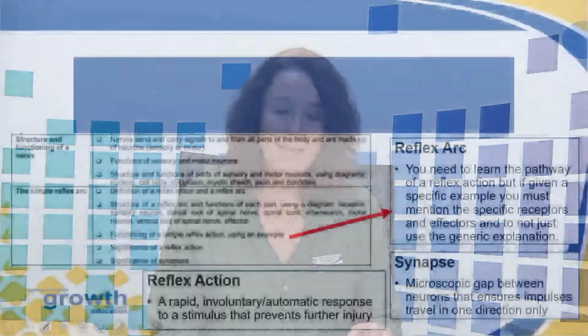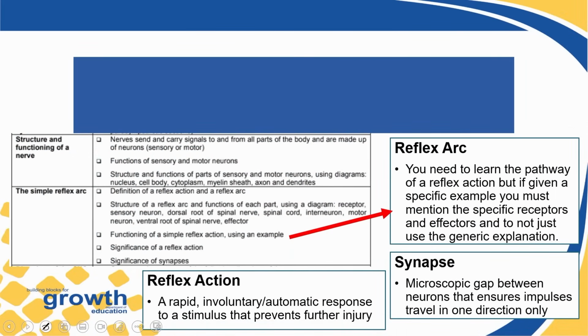Then the reflex arc, the reflex action, and the synapse. You need to know the definitions and understand the definitions and the difference between these terms. A reflex action is a rapid, involuntary response to a stimulus that prevents further injury. Right? Don't confuse it with the reflex arc, which is the pathway of a reflex action.